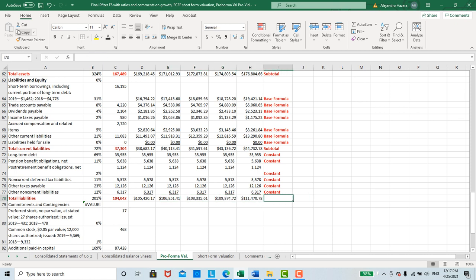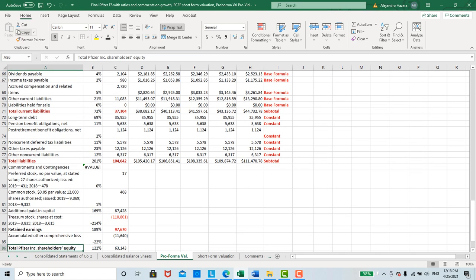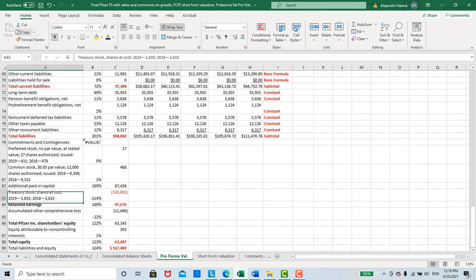Okay, then subtotal. If you start trying to change the format, you can get into problems. Subtotal, that was a subtotal. Okay, then finally, our shareholders' equity. Shareholders' equity, this is zero. Commitments. Those are lawsuits.